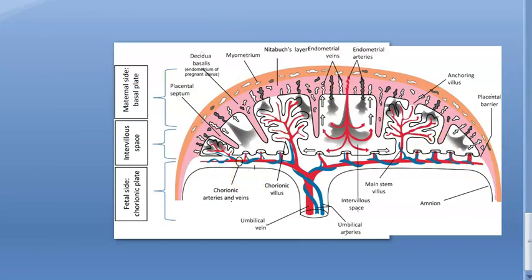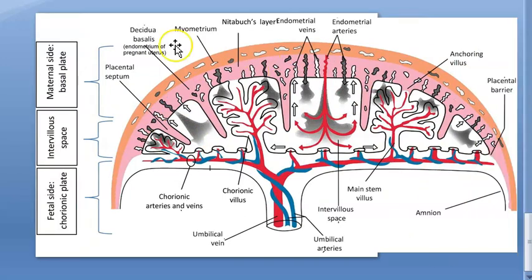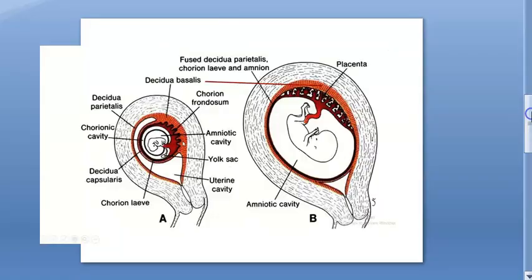Actually, here they have shown you something which is not a part of placenta also. See here, myometrium. After the decidua basalis, then beyond the endometrium, what do you have? Myometrium. That also they have indicated. In the decidua basalis itself, they have indicated the nitabuch layer. Okay. Now, what do you say nitabuch layer is? I think we had written it here in the first thing.